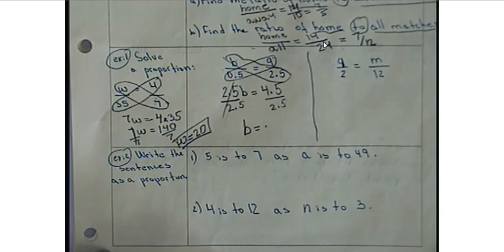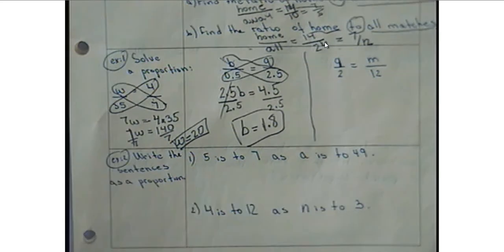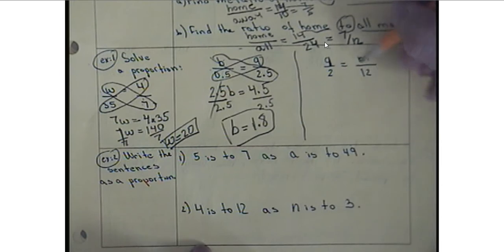4.5 divided by 2.5, no, 1.8. So b is 1.8 for this example. Next example, we have 9 over 2 equals m over 12.